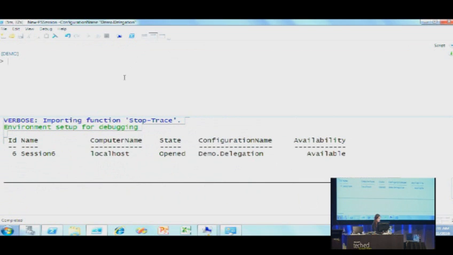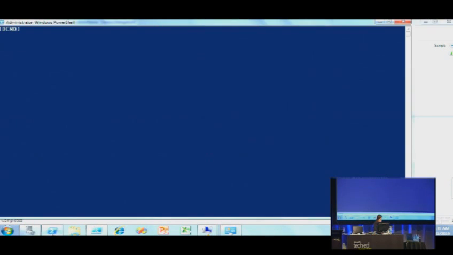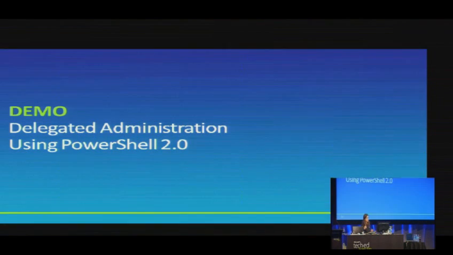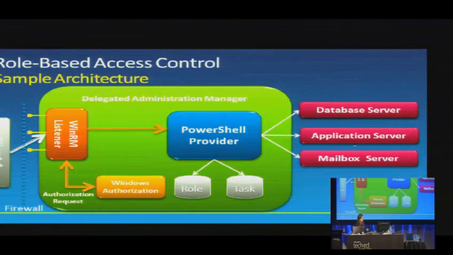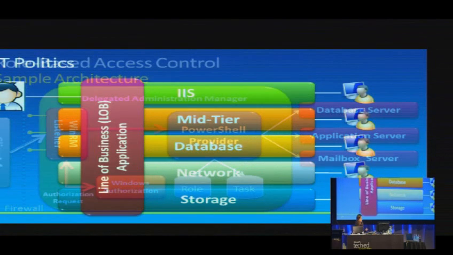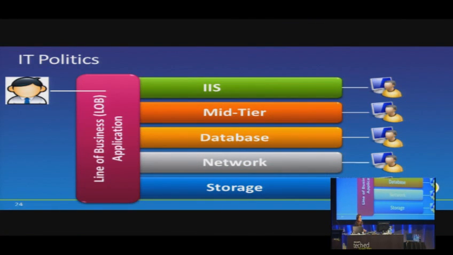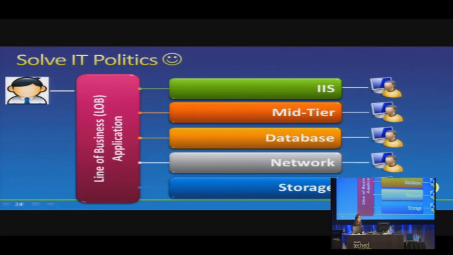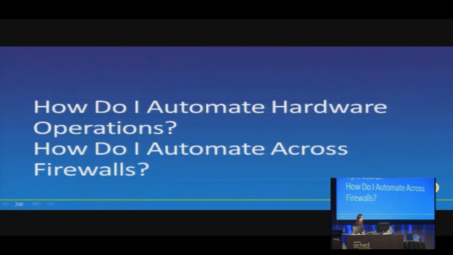So in the interest of time, let me switch back so I can show you one last cool demo. I just don't want to let you miss this last demo, which is awesome. So let me skip through. Basically, with delegated admin, that's how you can restrict access, and you can make sure people, through these specific endpoints that we just defined, constrain the runspace, they can run only what they need to run and nothing else. So that's how you solve those IT politics.